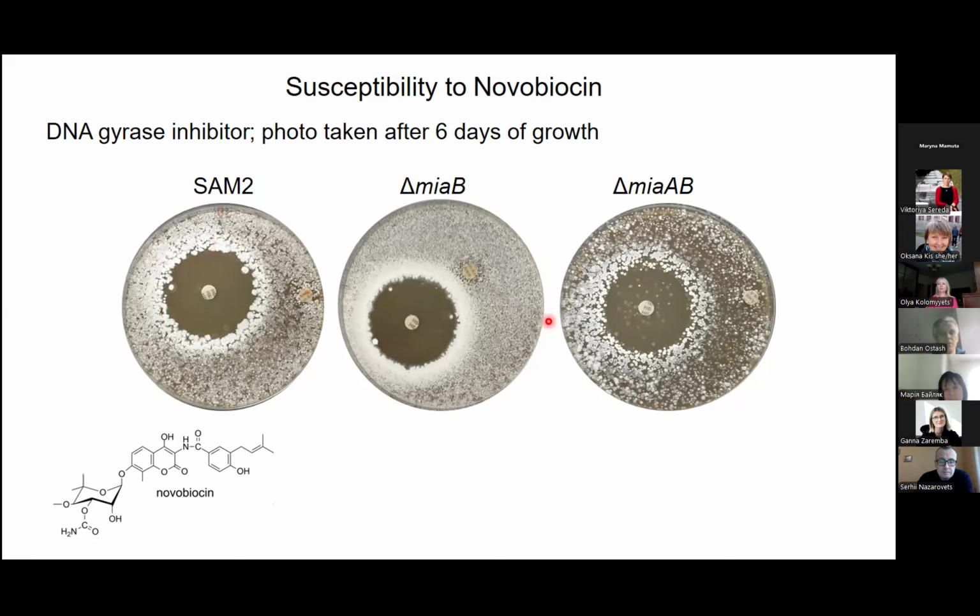The same we observed for one of our mutants. This mutant lost not all three modifications, but just one of the modifications on our tRNA. But when we have a strain completely devoid of modification on position 37, we observed this result. You probably see these small round colonies around the novobiocin disc. So there is no clear and clean zone of growth inhibition. Within the zone of inhibition, you can see these small colonies. So these colonies are somehow resistant to novobiocin.